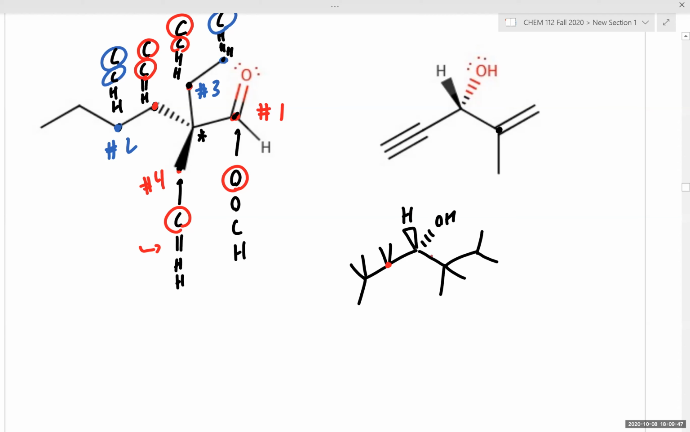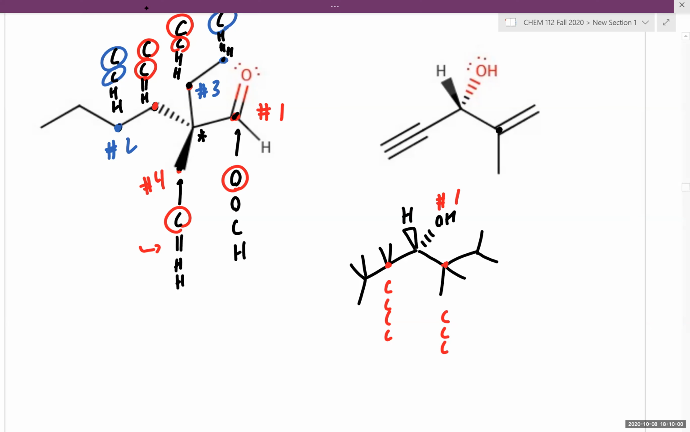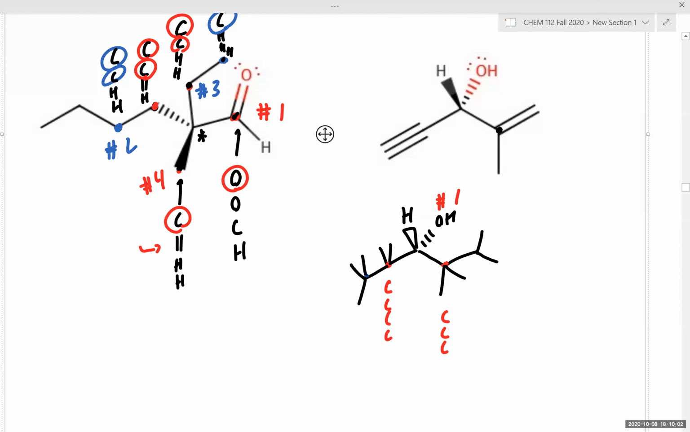Oxygen is clearly priority 1. We're going to look at each of these carbons. Attached to this carbon, we have 4 carbons. Attached to this carbon, we have 4 carbons. So we still have a tie. We move down the chain. Attached to this carbon, we have 4 carbons. Attached to this carbon, we have 3 carbons and a hydrogen. And as a result, the group on the left is higher priority.